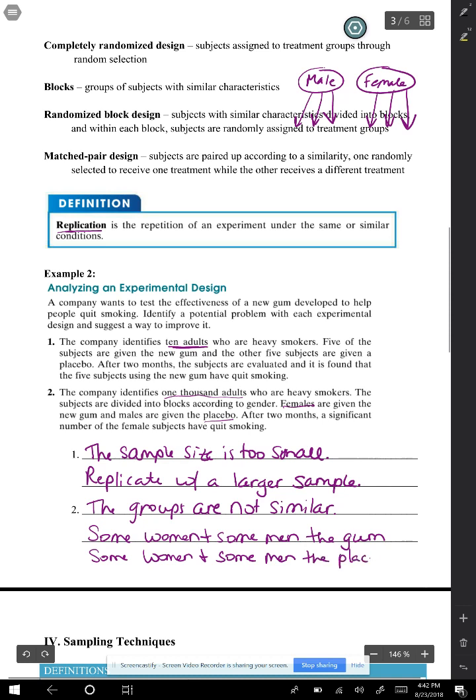And what happens here is because you're giving the treatment to both male and female, and you're giving the placebo to both male and female, you would then be able to determine if the gum works on everyone the same, both male and female, or if there is something in it that causes male and female to react differently to it.